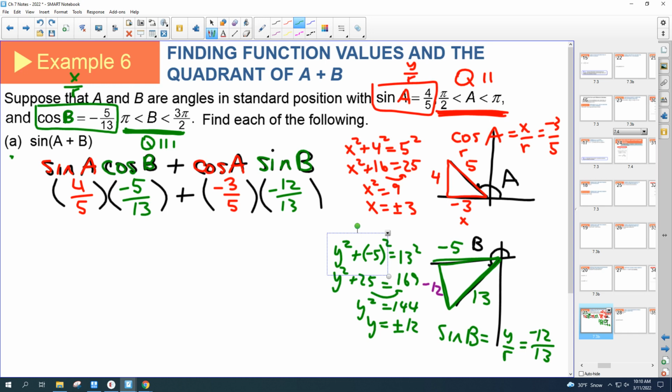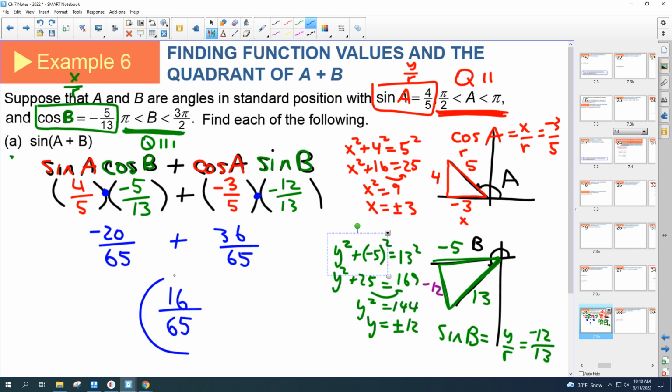Now, that's the trig part. The rest of this is just, can you clean up fractions? So we know how to multiply. You multiply numerators, you multiply denominators. Over here, same thing. You multiply numerators, you multiply denominators. Now, when we add fractions, we have a common denominator, so just add the numerators, negative 20 plus 36, you get 16/65. That's a pretty important problem right there. Questions on that?